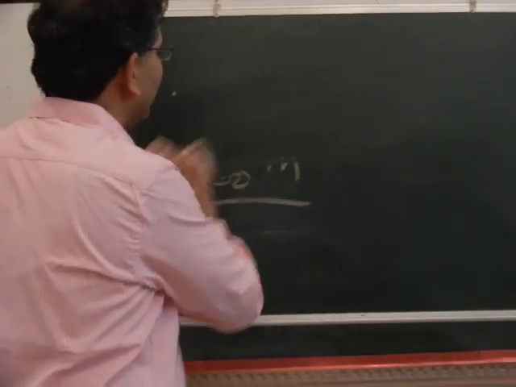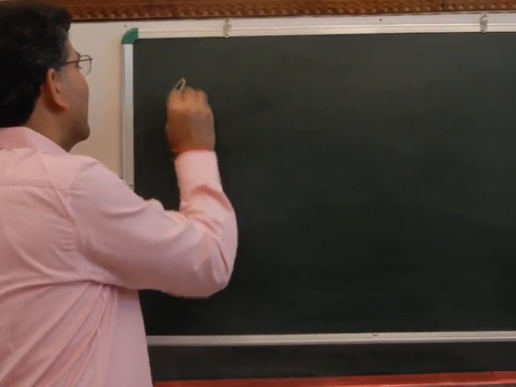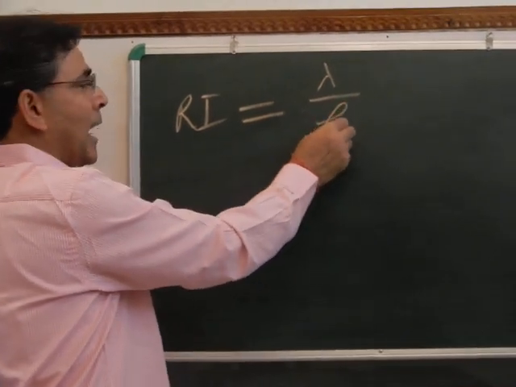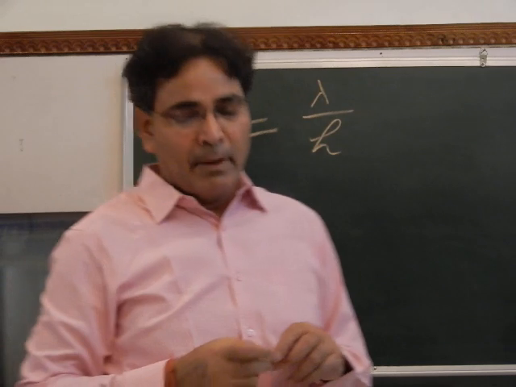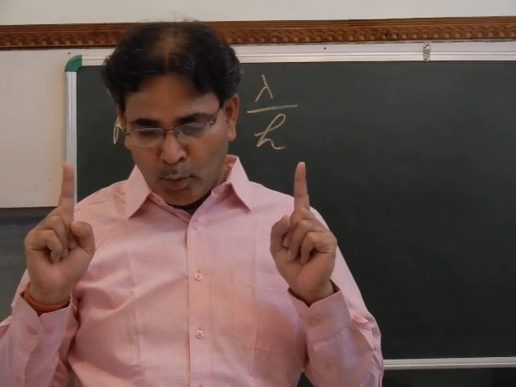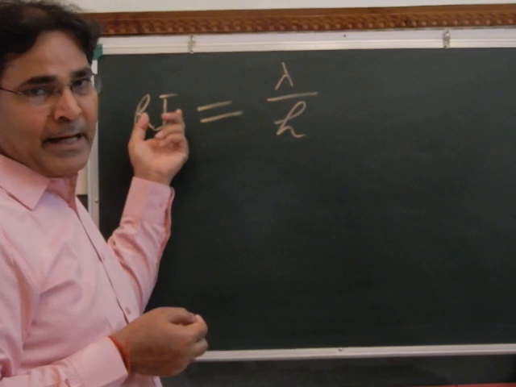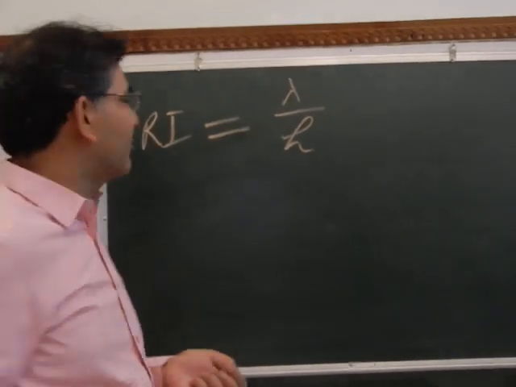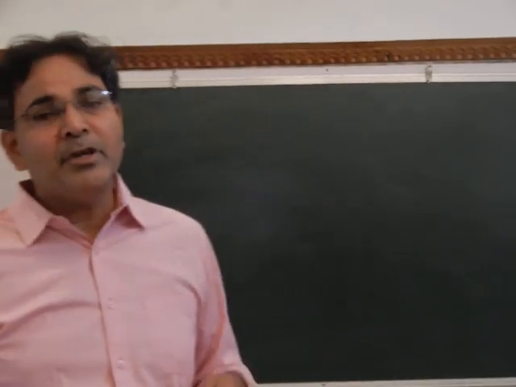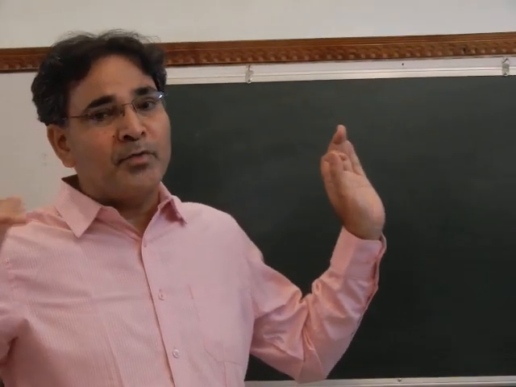Further, the ripple index, Ri, is equal to the wavelength upon amplitude. Amplitude is the height of ripple marks and lambda is the wavelength, the distance between two crests or the distance between two troughs. So in the case of current ripple marks, the ripple index is high, whereas in the case of wave ripple marks, the ripple index is low. So this is all about the revision of the sedimentary structures which are formed at the top surface of the bed.